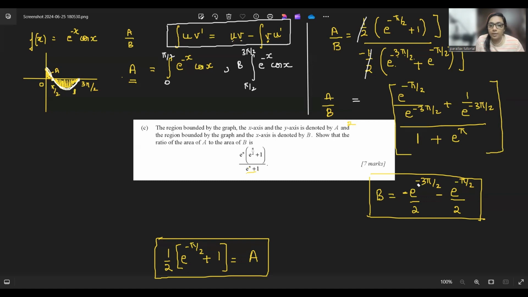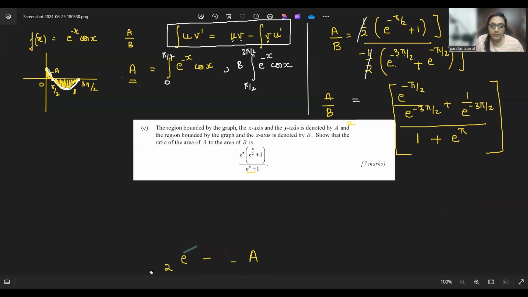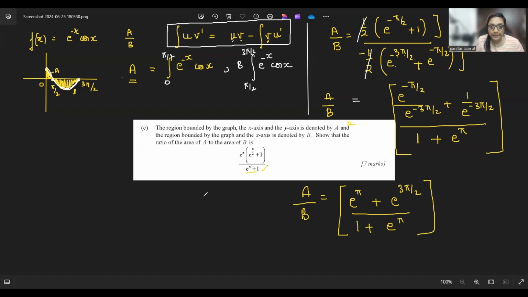Okay. So now we can erase the A and B's. We don't need them anymore. We have already used them in our question. Okay, next step. So A by B will be what? Let's see. So e to the power minus pi by 2 plus 3 pi by 2. What do we get? E to the power minus pi by 2 plus 3 pi by 2 will be e to the power pi. Plus e to the power, this will switch up. We'll get a 3 pi by 2. Bottom will be 1 plus e to the power pi. Okay, we've already got our denominator.